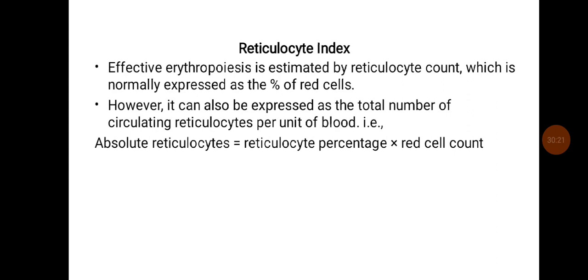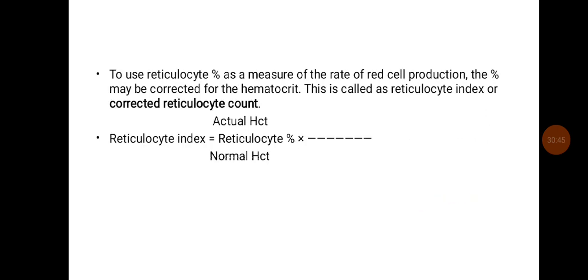Effective erythropoiesis is estimated by the reticulocyte count, which is normally expressed as a percentage of red cells. However, it can also be expressed as the total number of circulating reticulocytes per unit of blood, that is, absolute reticulocytes equals reticulocyte percentage times red cell count. To use the reticulocyte percent as a measure of the rate of red cell production, the percentage may be corrected for the hematocrit. This is called the reticulocyte index or corrected reticulocyte count. Therefore, reticulocyte index equals reticulocyte percentage times actual hematocrit divided by normal hematocrit.